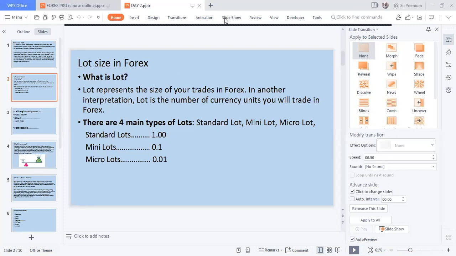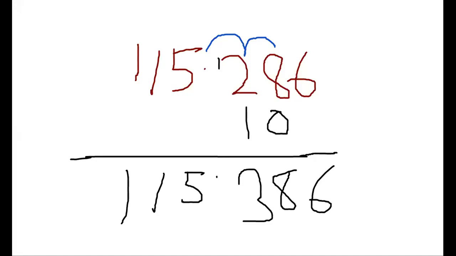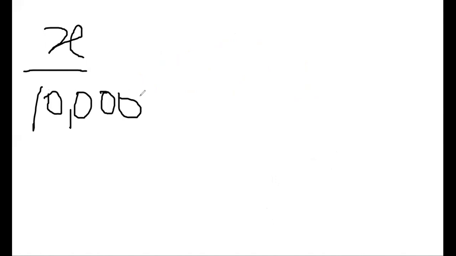I always have a formula for lot size. And that formula is x over 10,000, where x is the unknown value. You know in mathematics, x is always the unknown.